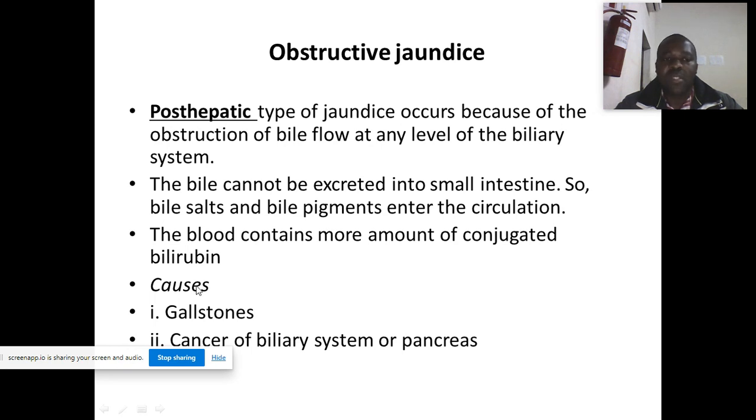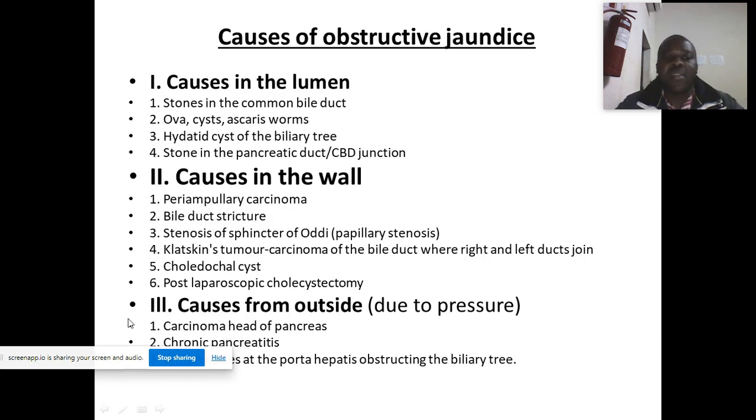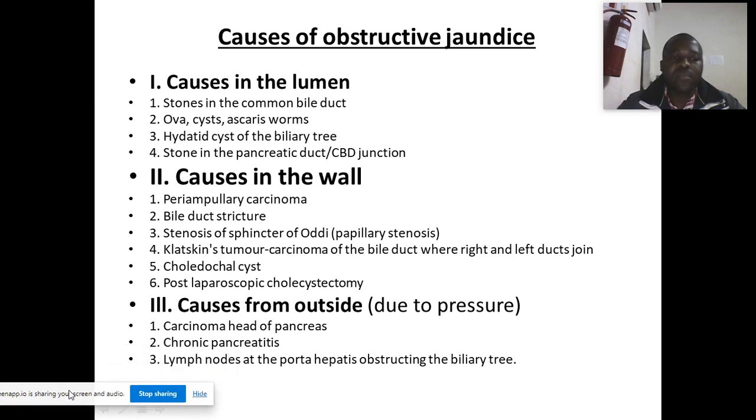So what causes this? Gallstones are the major causative agents, and cancers of the biliary system or the pancreas. Okay, that's why I said anything that will affect the pancreas can eventually affect the biliary system and vice versa. But I've itemized the causes in this: causes due to the lumen, due to the ducts, causes due to the walls, and causes from outside.